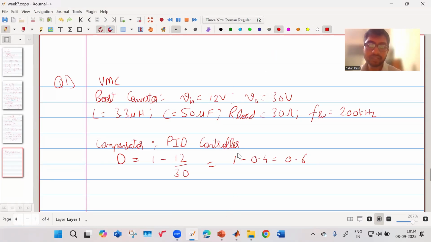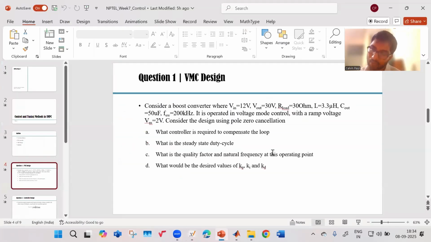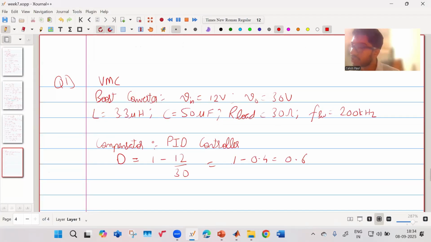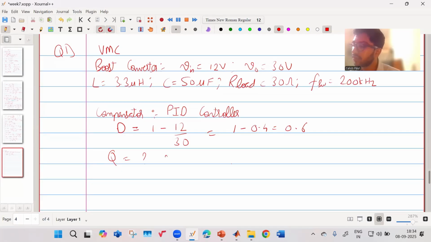Next, they have asked what is the quality factor and natural frequency at this operating point, and what will be the desired values of Kp, Ki, and Kd. So they asked what is Q, what is omega naught, and we have to design the PID gains. These are required.